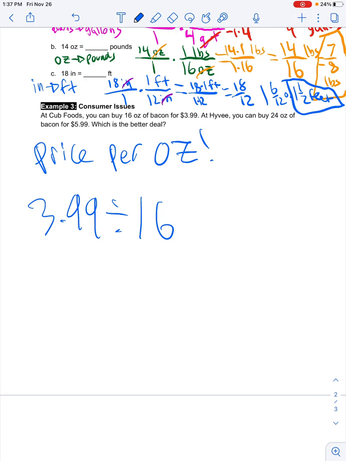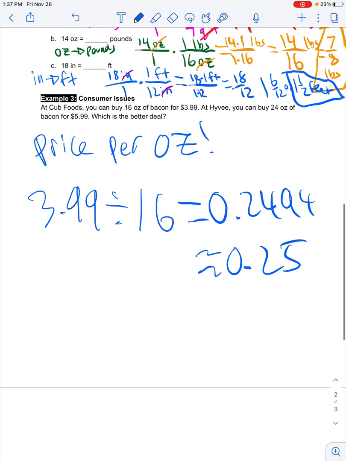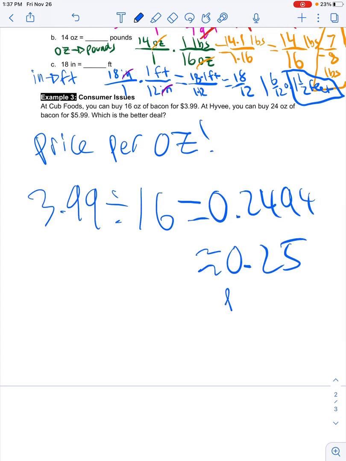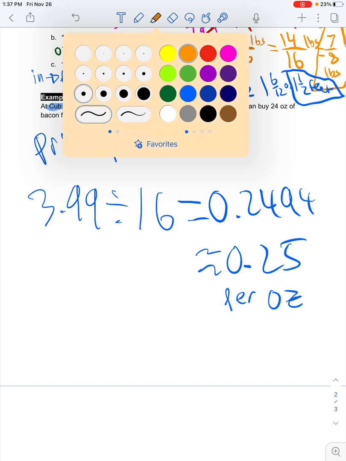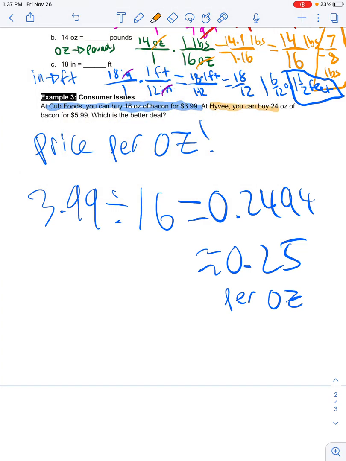And when I do that, let me get my calculator. I'm going to get 0.249375. So we're going to round that to about 0.2494. Again, this would round up to approximately 25 cents per ounce for the Cub Foods 16-ounce bacon. So we'll just put that in blue here. And then we'll change colors for Hy-Vee.